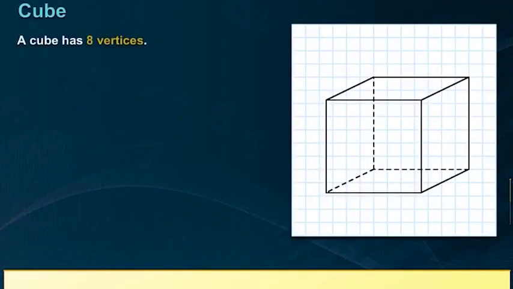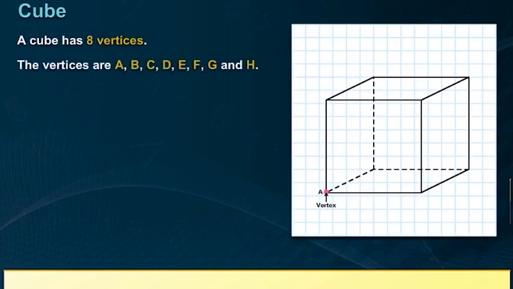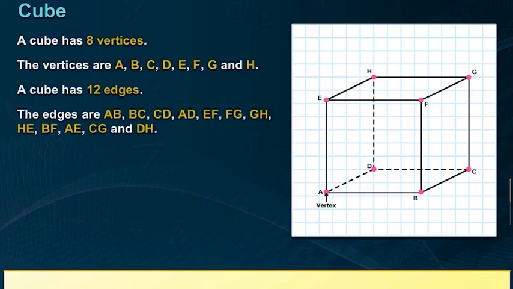Cube. A cube has 8 vertices. In the figure, the vertices are A, B, C, D, E, F, G and H. A cube has 12 edges. In the figure, the edges are AB, BC, CD, AD, EF, FG, GH, HE, BF, AE, CG, and DH. A cube has 6 faces.